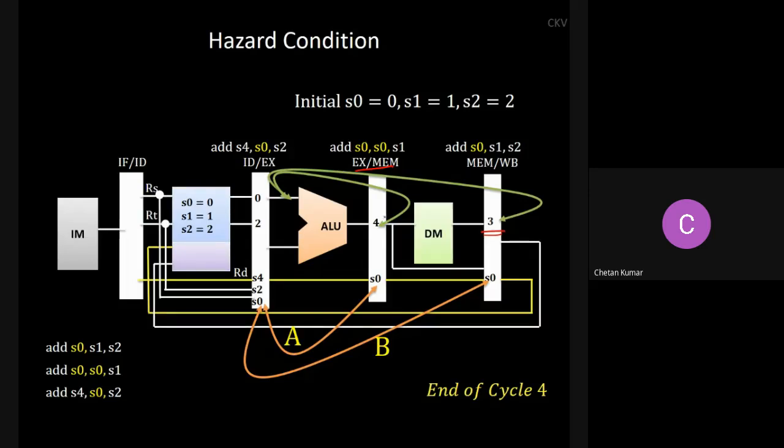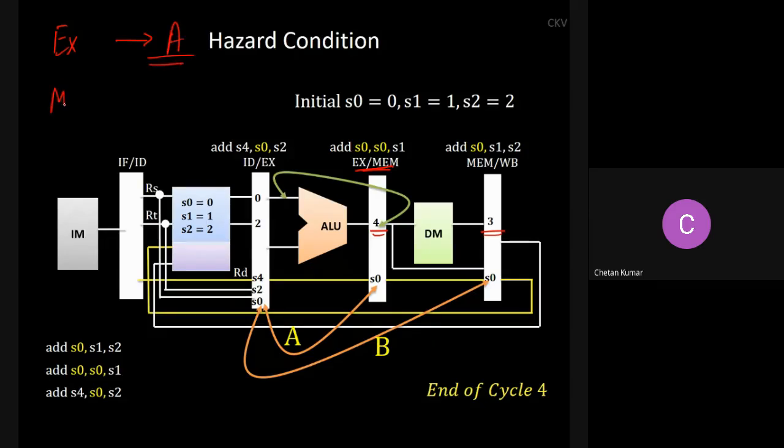Should S0 value be taken as 4 for the next calculation or should it be taken as 3? It should be taken as 4, meaning this forwarding is wrong. And you have to forward basically 4 to the input of ALU. So for EX hazard, whenever I want to check if I have to forward from EX/MEM, the condition is condition A only. There is no change in condition A.